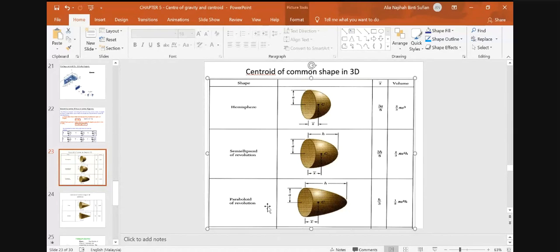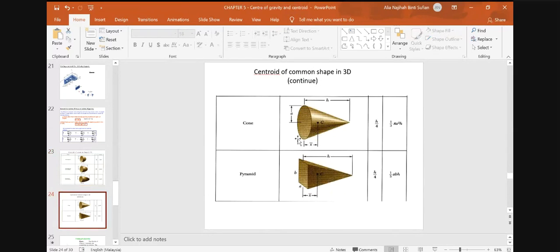When we deal with paraboloid, the x bar is h over 3, and the volume is half pi a square h. We also have cone. Okay, cone here. The h is the height. The x bar is h over 4, and the volume is 1/3 pi a square h. Lastly, we have pyramid. Pyramid here we have centroid equal to h over 4, and the volume is 1/3 abh.